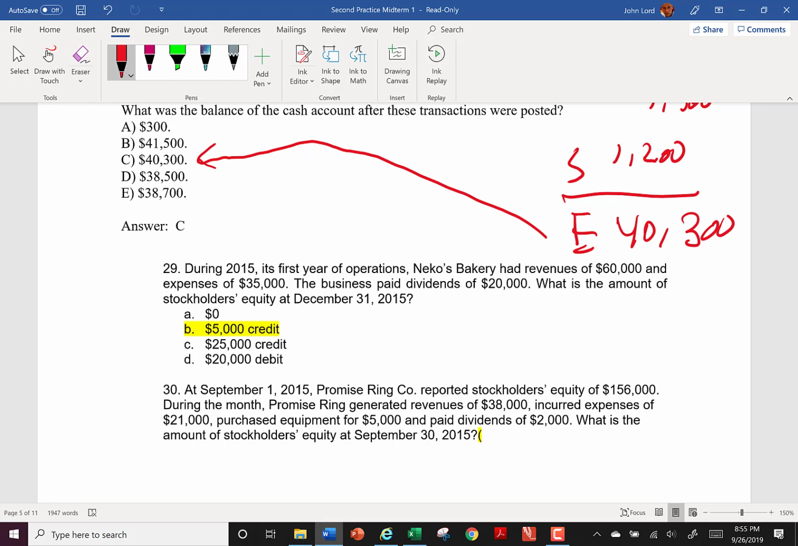Now, when you first look at this question, it's a little bit tricky because they ask you stockholders' equity, and so you have to remind yourself what accounts constitute stockholders' equity. And the answer is retained earnings and what? Common stock. Okay, now, when you look at this question, unfortunately, they don't tell me anything about common stock, do they? So I'm going to have to completely analyze retained earnings to be able to answer this question, right? So how do you analyze retained earnings?